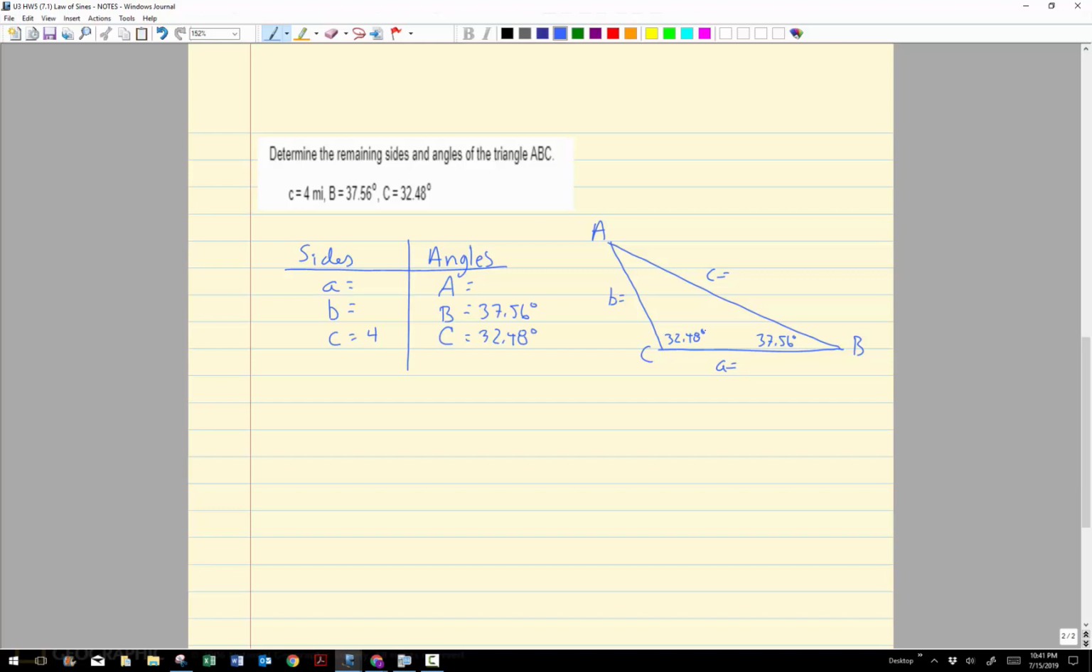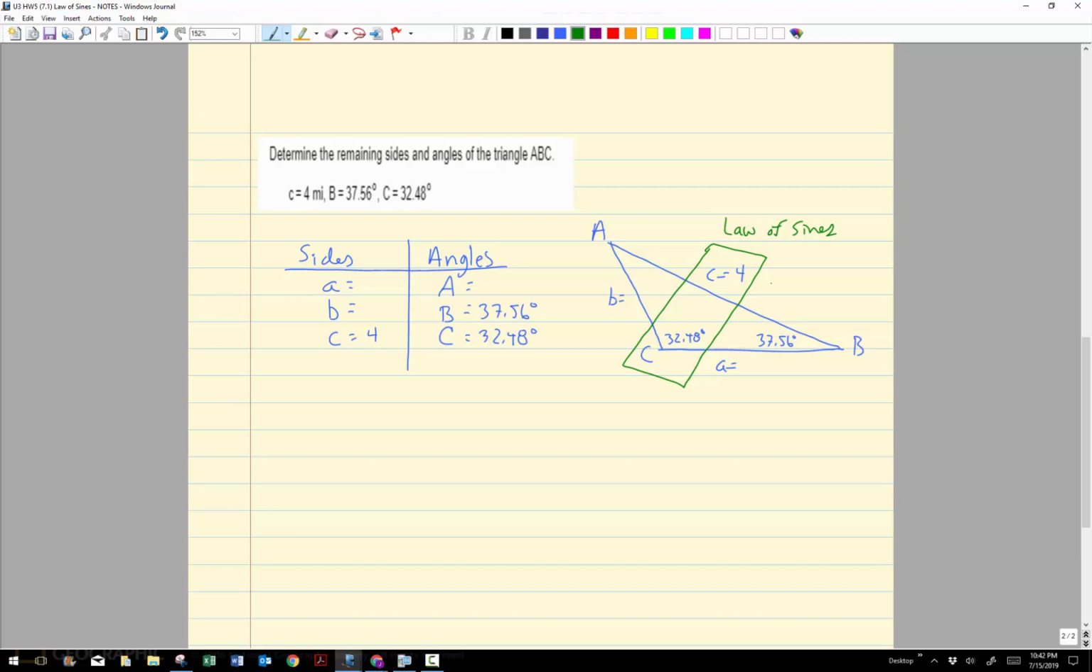Okay, now I know side C is 4. So what I need to know is basically everything else. Well, if you notice right here, I know an angle and its opposite side. And if I know an angle and its opposite side, that really sets up a nice situation for law of sines. Now if I had to look at what was given to me here, it looks like I'm given angle, angle, side. Or if we want to think about it in the clockwise direction, side, angle, angle.